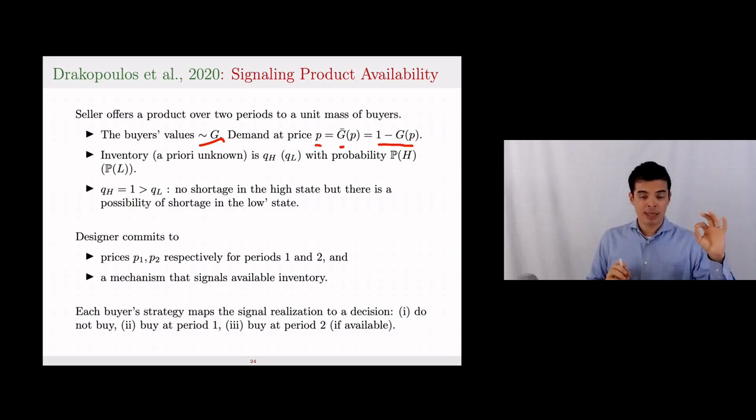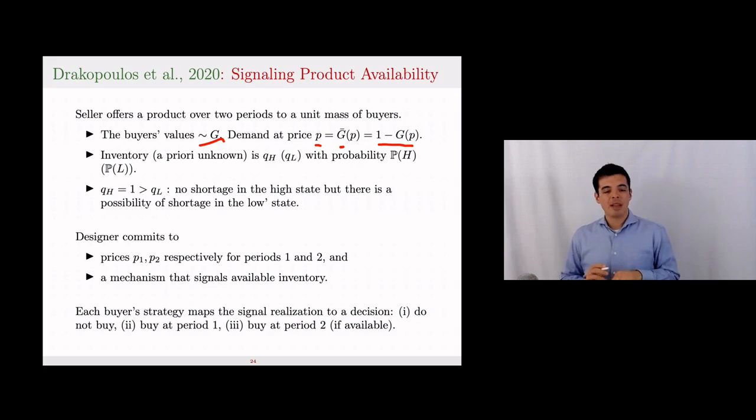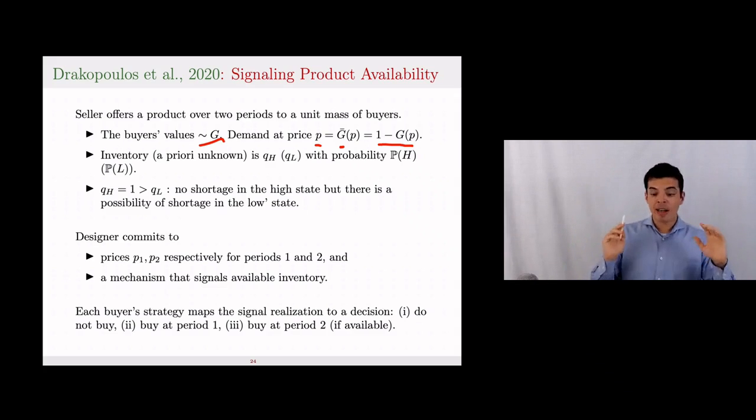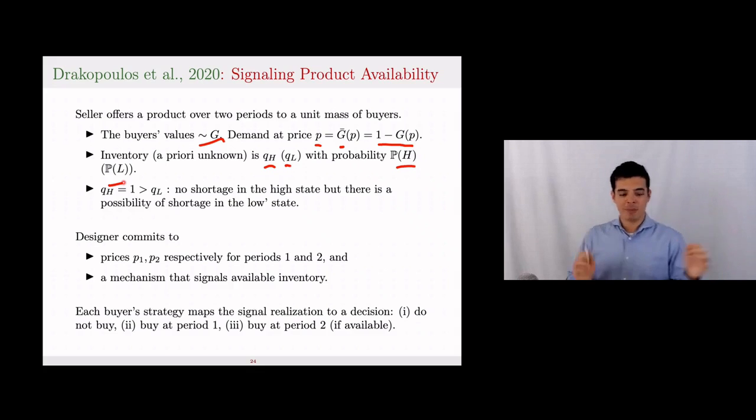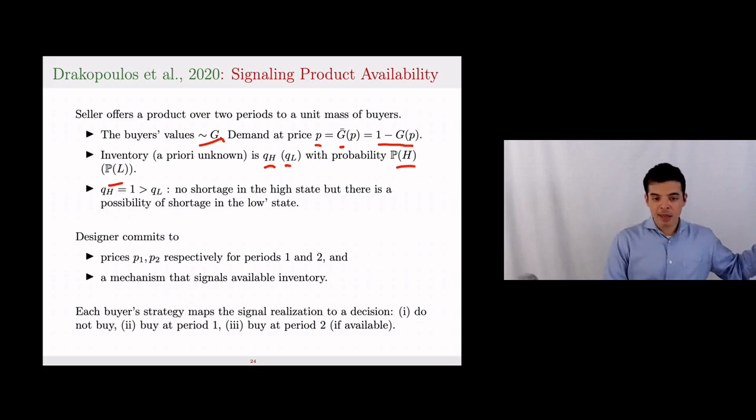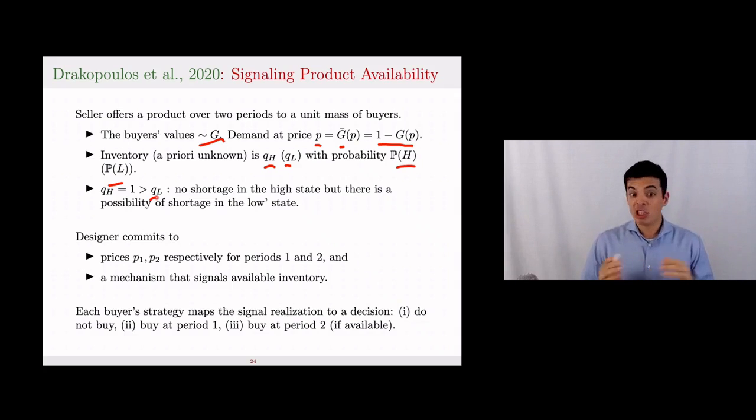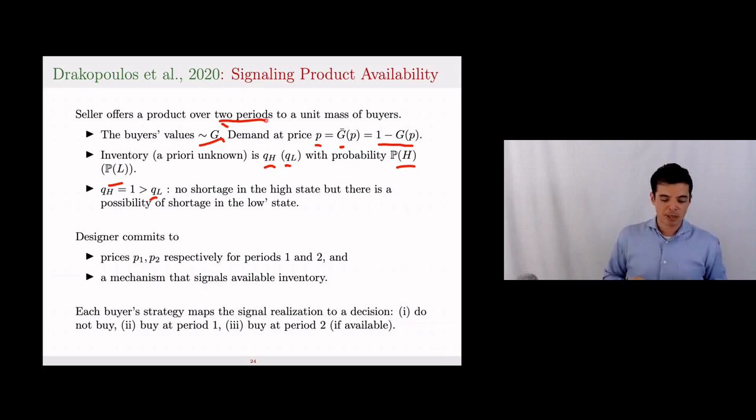The uncertainty in this case, the state of the world, if you will, is related to the inventory of the seller. Inventory is a priori unknown, and it can be high or low, and it is high with some probability pH and low with the remaining probability. In the high state, the designer, the seller, has enough product to satisfy all the demand in the market. In the low state, on the other hand, she may need to ration, and that's where the friction is coming from. Because of the stock-out possibility, you may be able to persuade some agents to purchase the product early at a higher price rather than wait for the end of the horizon. Remember, this is a setting where there are two periods over which the seller is offering the product.